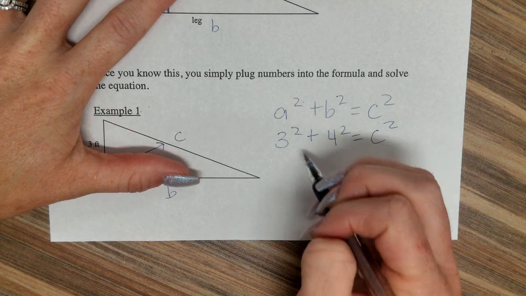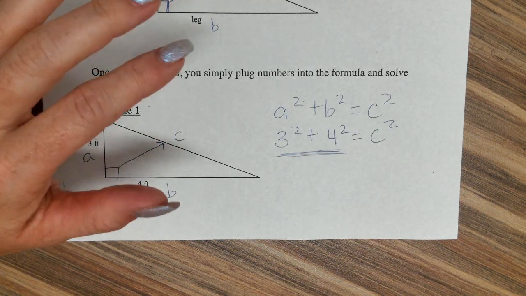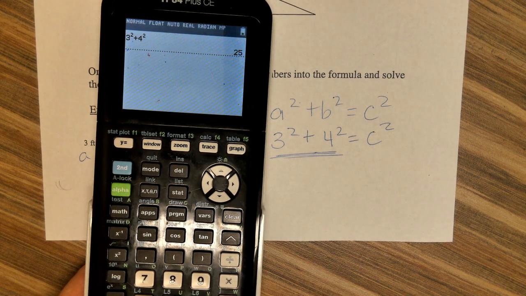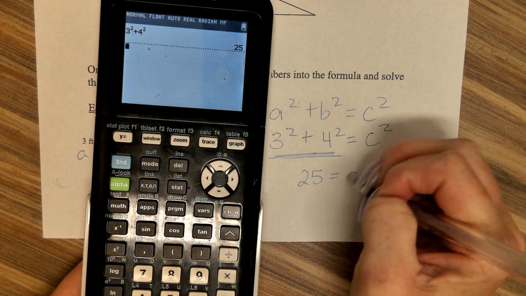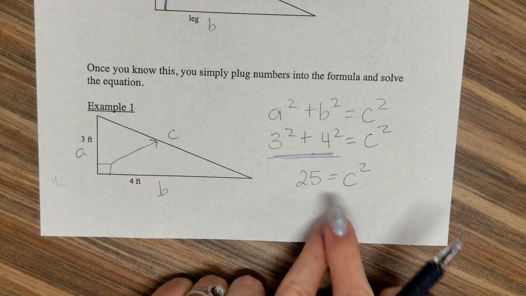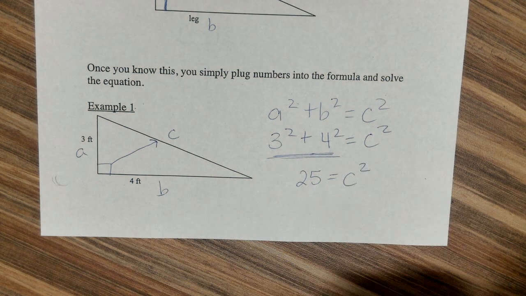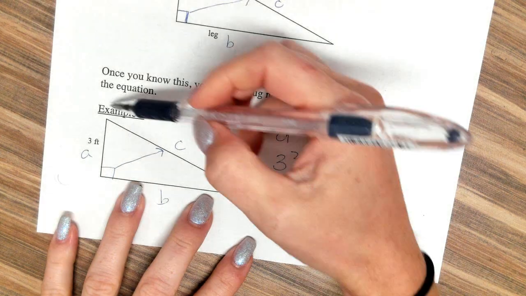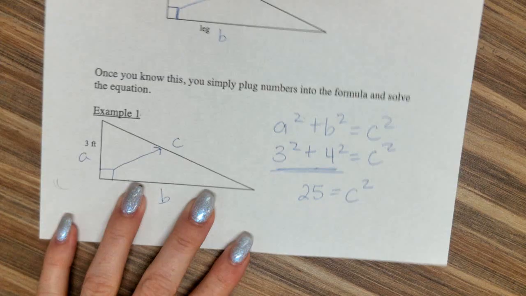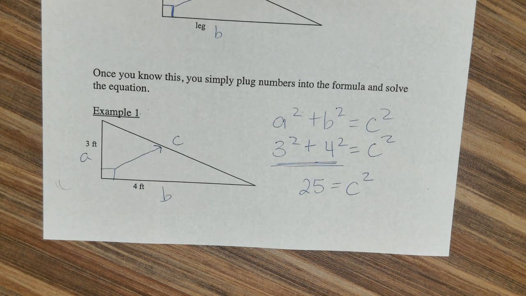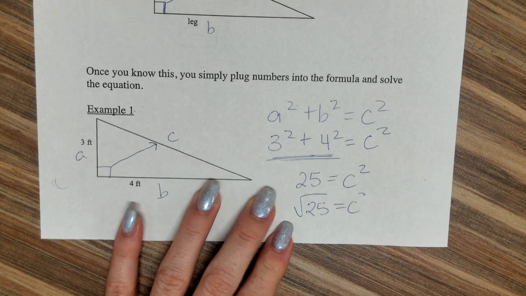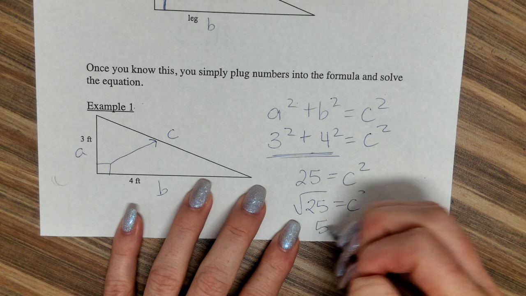Right now I'm solving for c, so I'm simply going to add these together in my calculator. So I do 3 squared plus 4 squared, and I get 25. But that is not side c. That is c squared. Everybody understands that, right? That is basically the area of a square if I drew a square over here attached to side c. So the last step of the Pythagorean theorem is to square root your answer, and that will give you c. And the square root of 25 is 5.